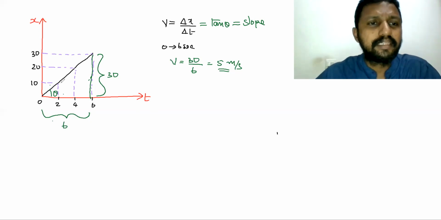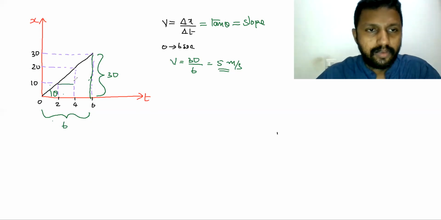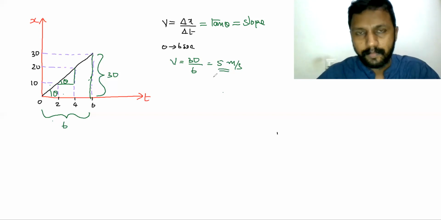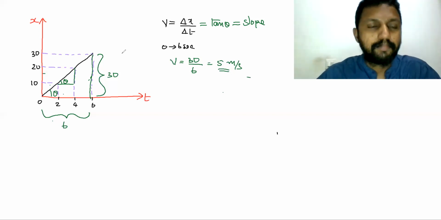If you take a smaller triangle like this, and this angle is also theta, the tan theta value of the smaller triangle will also give you the same answer. Since these angles will be equal, because this is a straight line, the average velocity in any situation will be the same. The velocity between the time interval 0 to 6 is 5 meter per second.